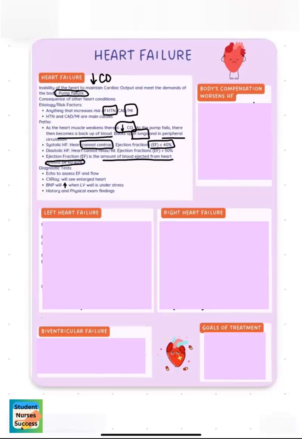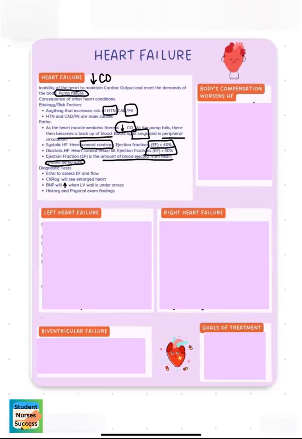Now, in diastolic failure, what's happening is the heart cannot relax. It becomes stiff and it cannot fill as well. So, in those particular cases, we see ejection fractions a little bit higher. As we get older and our heart gets stiffer, we do see the development of diastolic heart failure in some of those cases.